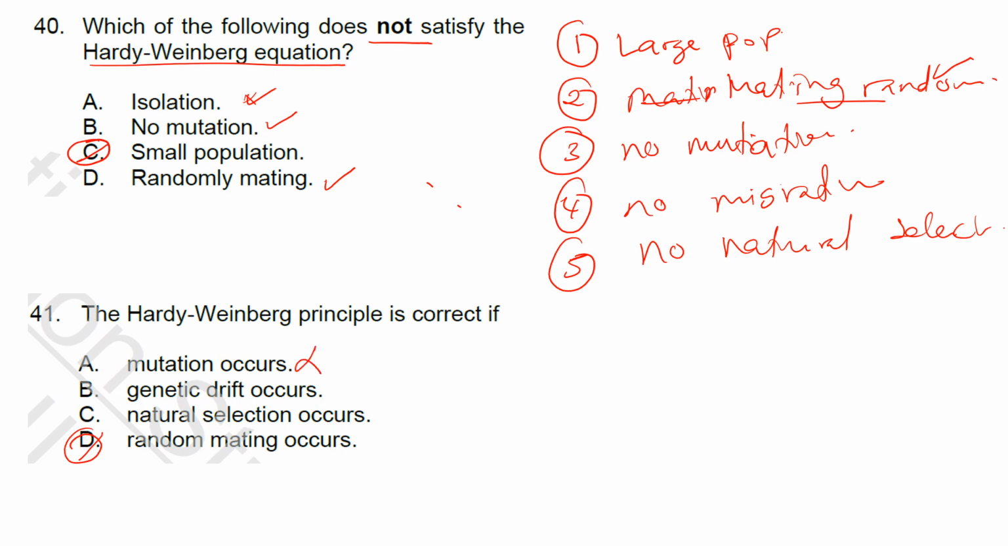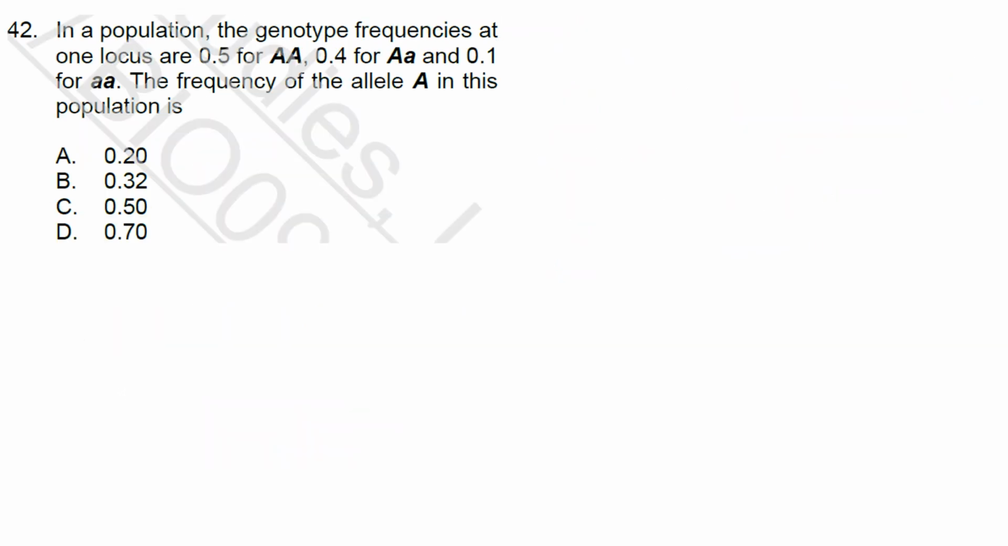Genetic drift, we are not concentrating on this one. And this one here, no. Natural selection occurs, should not be natural. There should not be any natural selection. Okay, so the answer will be D. Hardy-Weinberg principle is correct if random mating occurs. Okay, this one here, point number 2.